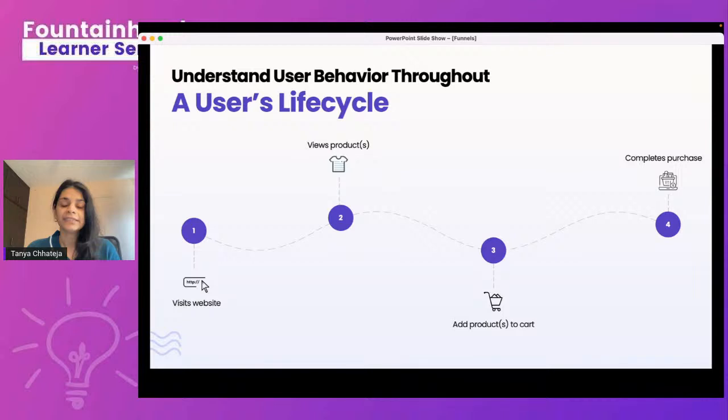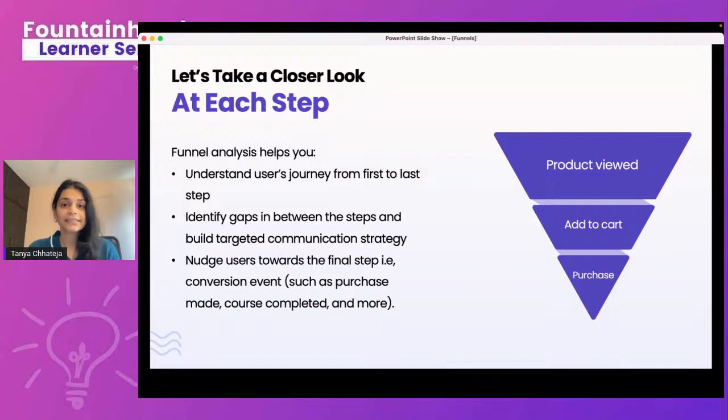Now, in this example, there are three key steps that happen. One is the user viewed a product. Second is that the user added the product to the cart. And third is that the user completed the purchase. Now, to understand what exactly happened in this simple life cycle journey that I've just shown you is where funnel analysis comes into the picture. Now, let's take a closer look at the three steps that I just discussed. One was product viewed, second was add to cart, and third was purchased.